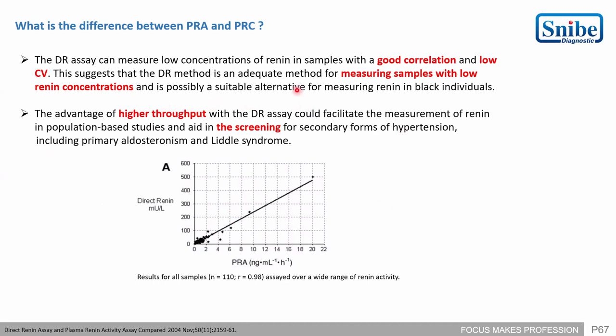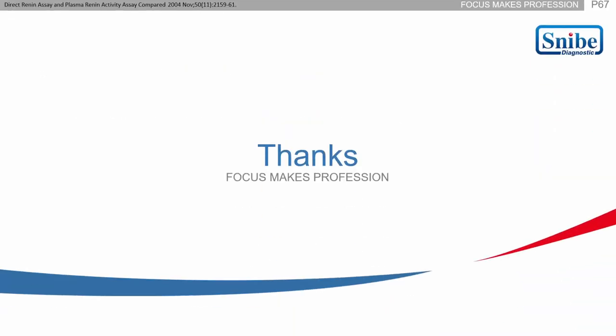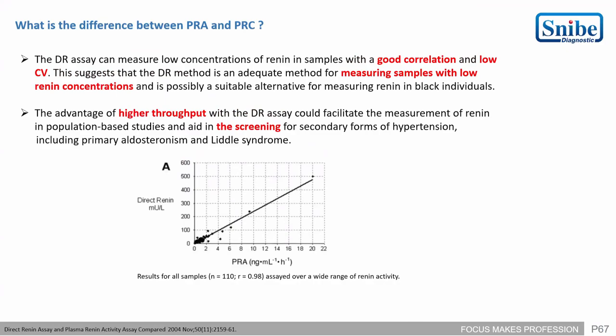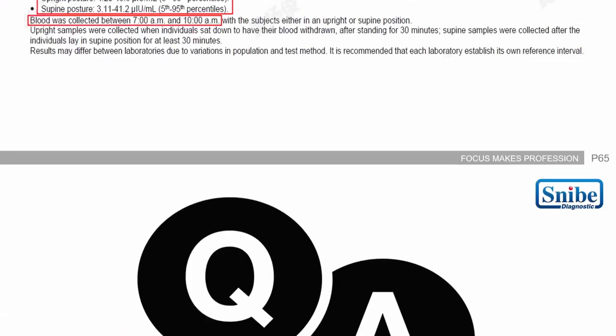The advantages of high throughput with the direct renin assay could facilitate the measurement of renin in population-based studies and aid in the screening of secondary forms of hypertension, including primary aldosteronism and Cushing's syndrome, which can be helpful for the case of PRC. So this is all about renin and hypertension cases.